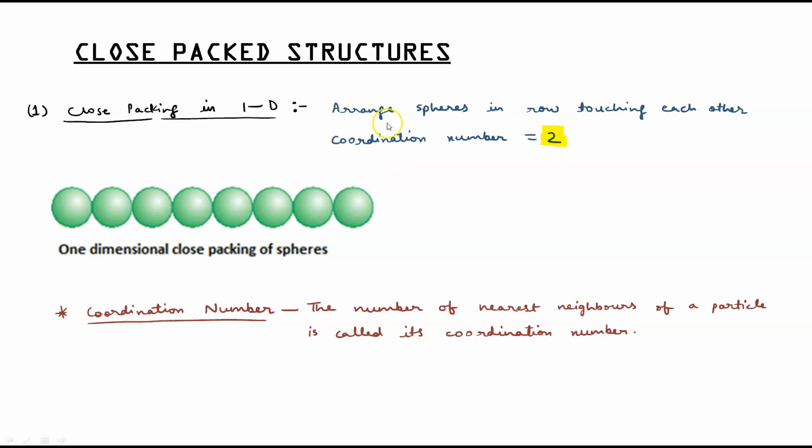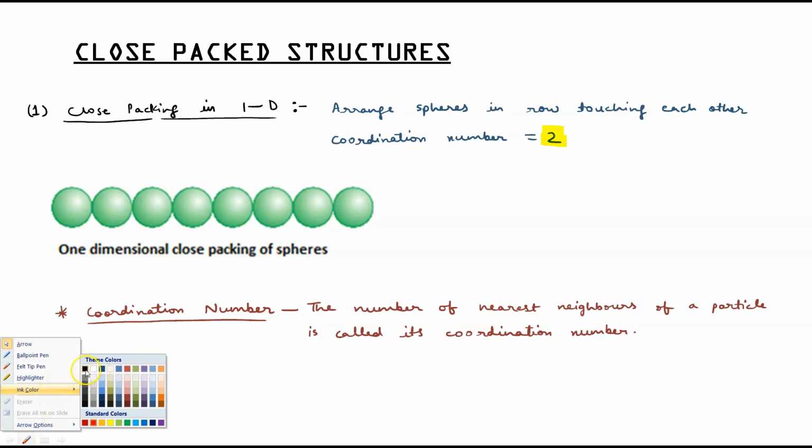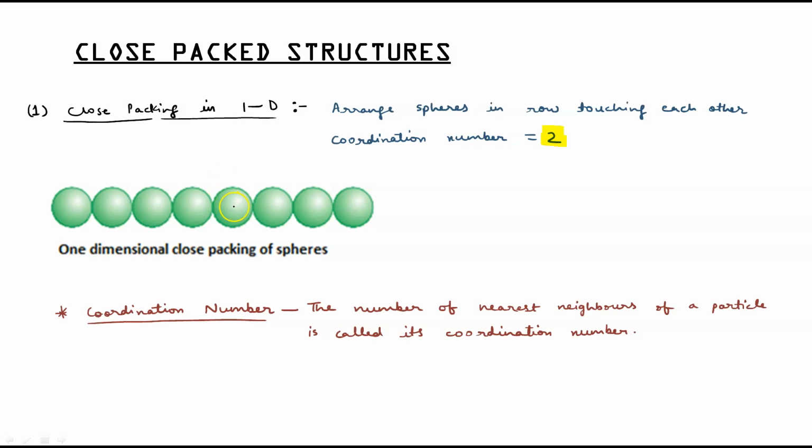In this, arrange spheres in a row touching each other. In this diagram, we have arranged the spheres in a row, line by line. You can see from the diagram that, for example, we will take this sphere. This sphere is touched by two spheres. Therefore, the coordination number is 2.